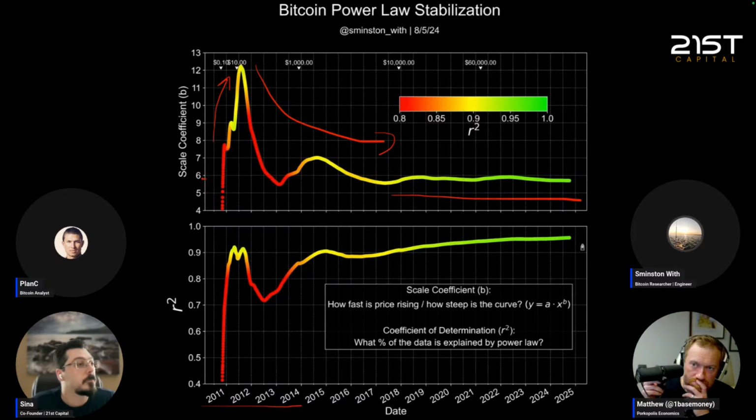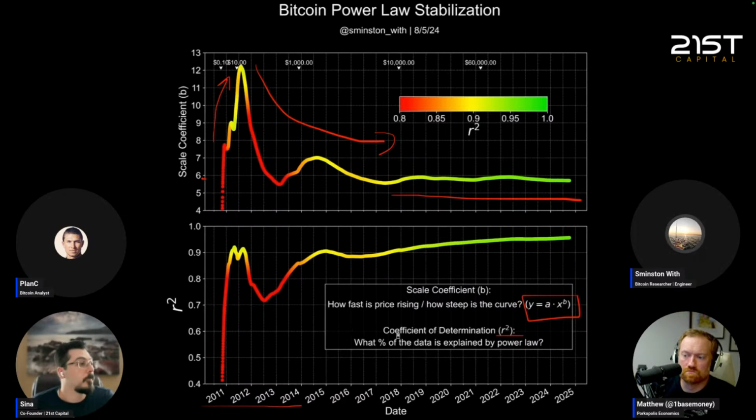This is the coefficient of determination, right? R squared. This metric is used in statistics to tell you what proportion of the data is explained by using this model. In this case, it's the power law model, y equals a times x to the b. That b is the slope, right? So this is the strength of the correlation essentially to the model, the explanatory power of the power law model. And it goes from 0 to 100%, so 0 to 1.